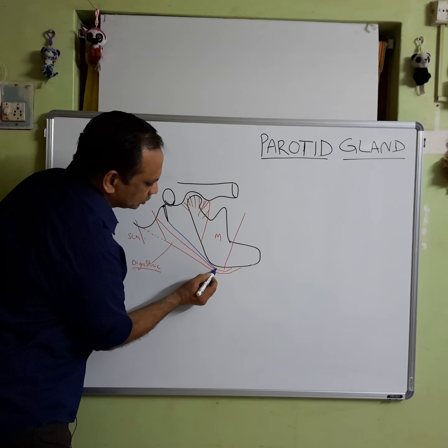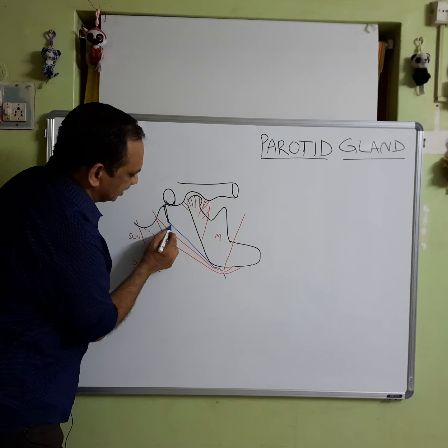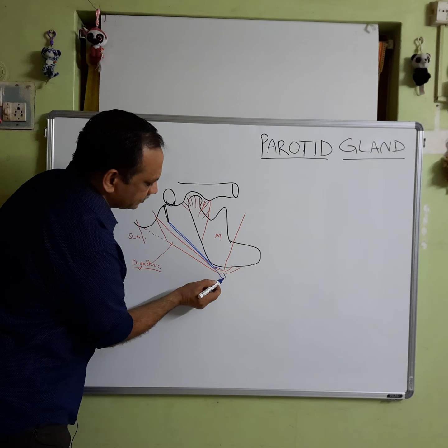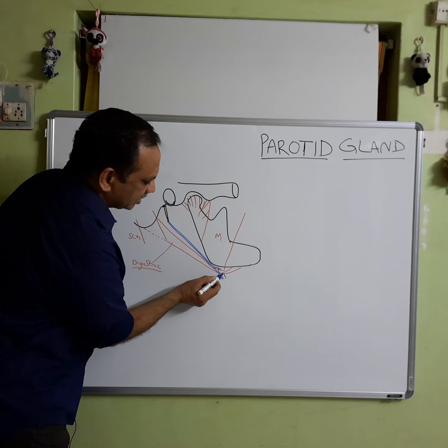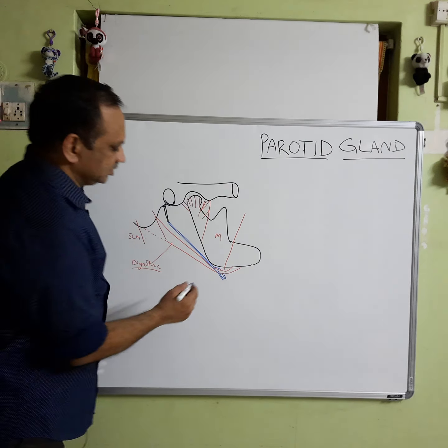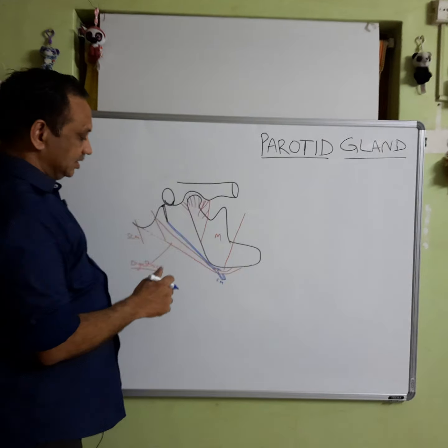Now, from the styloid process, another muscle goes down to the hyoid bone like this. It splits into two and encircles the intermediate tendon of the digastric muscle and inserts onto the hyoid bone. So, this is the stylohyoid muscle.